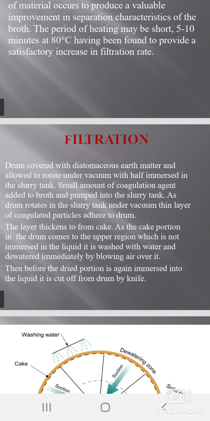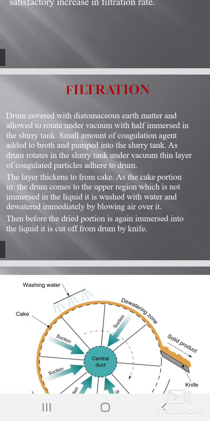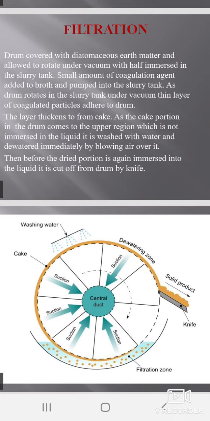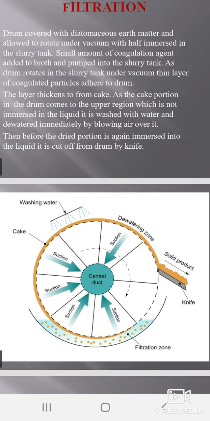The layer thickens to form a cake. As the cake portion on the drum comes to the upper region, which is not immersed in the liquid, it is washed with water and de-watered immediately by blowing air over it. Then, before the dried portion is again immersed into the liquid, it is cut off from the drum by a knife. You can see the diagram portion.